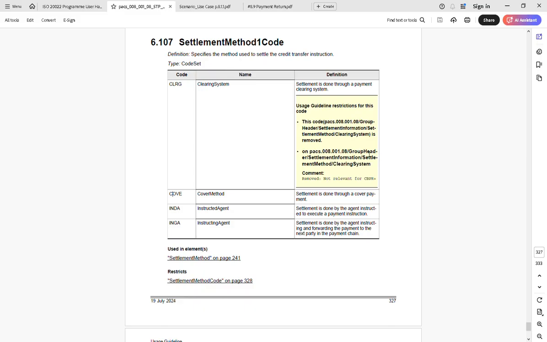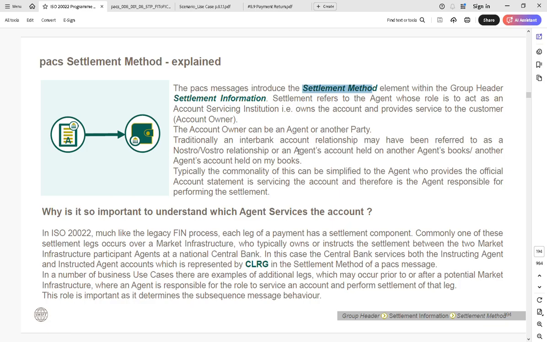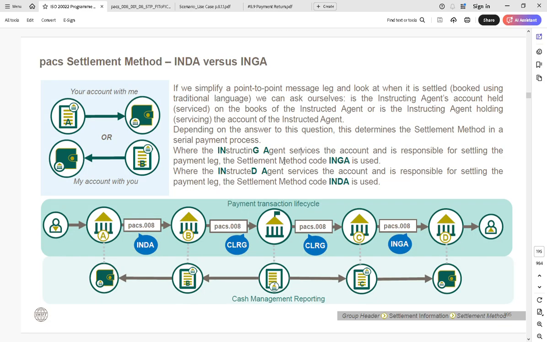Once a message has been settled by the sender, the receiver cannot reject it anymore and should use return messages. Okay. So first of all, we are studying INGA, and also INDA. This is INGA. How to read this message? First of all, here.